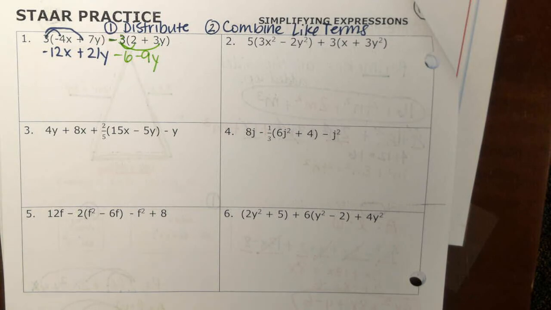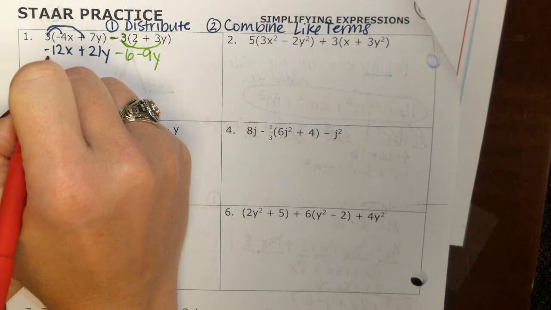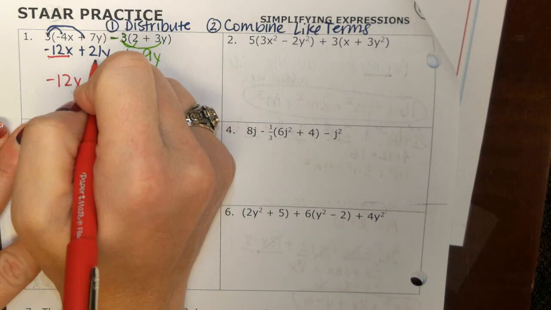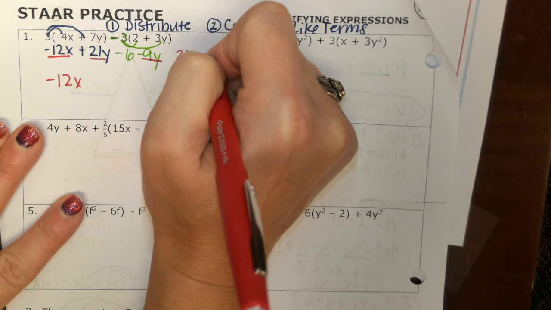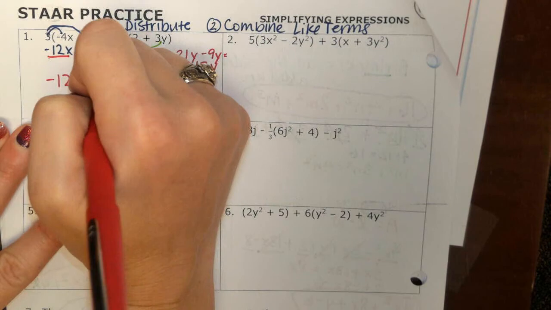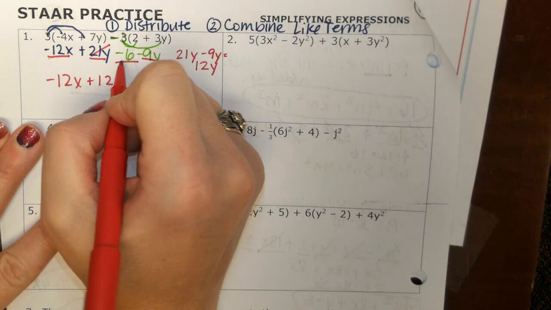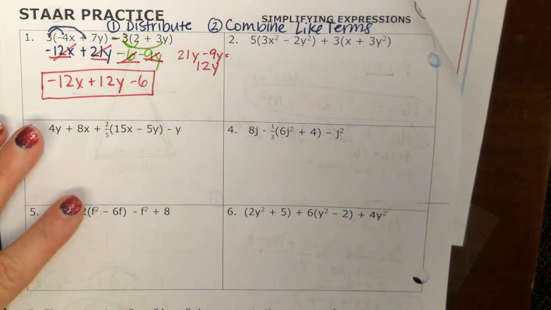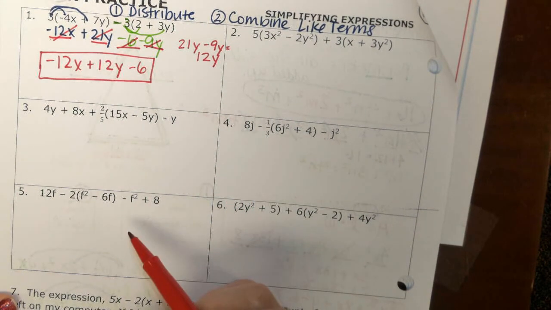And all we do now is combine our like terms. We distributed, now we combine them. Do we have any other x terms? Nope. So we're just going to pull that one down for our answer. Our y terms we can combine. We have a 21y and minus 9y, and that gives us 12y. So plus 12y in our answer, and then just that minus 6. And that's our answer.